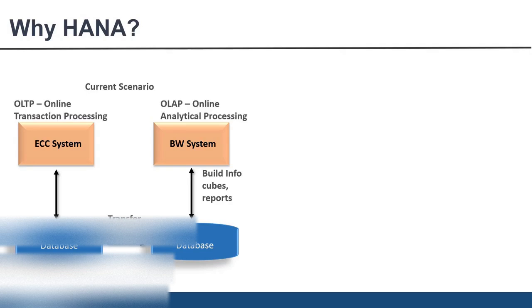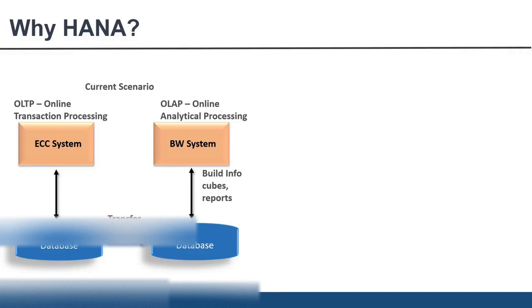So what will happen in this case is they will use the ECC system for OLTP purpose, that is online transaction processing, and they will be using the BW system for OLAP purpose, that is online analytical processing. That means their transactions will be done in the ECC system and analytics will be done in the BW system. So for these two activities, they will be using two different systems, and that is why it might take more than 24 hours for them to get analytics on top of data, which might not be real-time analytics.